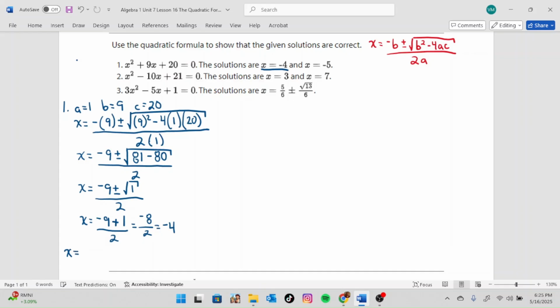Then we would say that x equals negative 9 minus 1 divided by 2. Negative 9 minus 1 is negative 10, and negative 10 divided by 2 is negative 5. And that matches the second answer that they said we should get. So this shows that we properly used the quadratic formula.